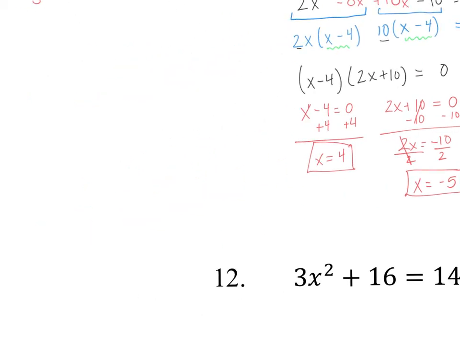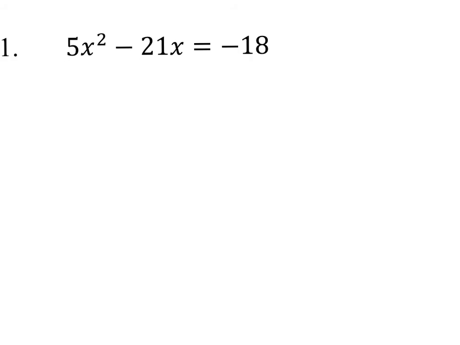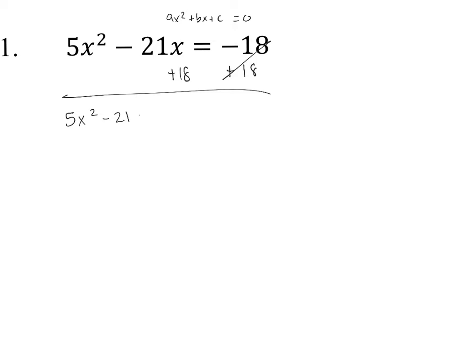All right? On to number 11. Now, my first question I need to ask myself, is this in standard form? No, this does not look like ax squared plus bx plus c equals 0, right? So I need to get that right side of the equal sign to look like 0. So in order to do that, I need to add 18 to both sides, okay? This will cancel out and get 0. So now I have 5x squared minus 21x plus 18 equals 0. Now I am in standard form, all right?